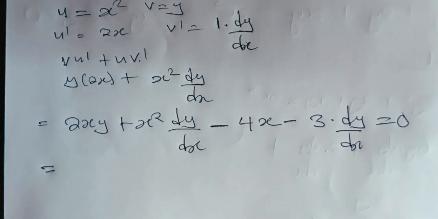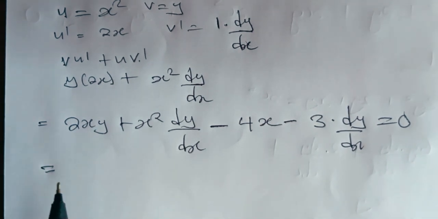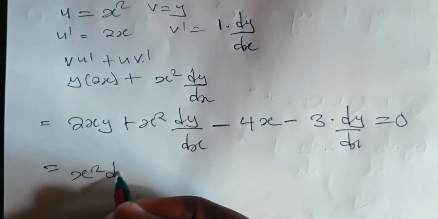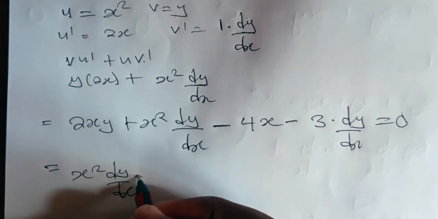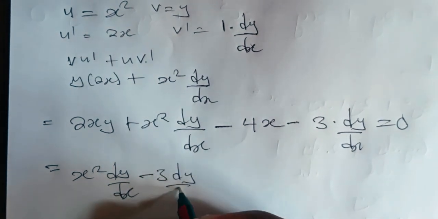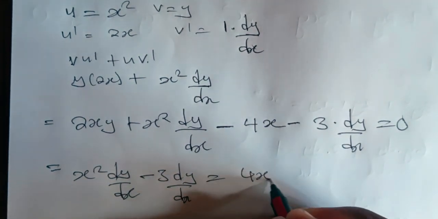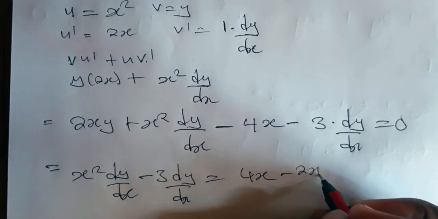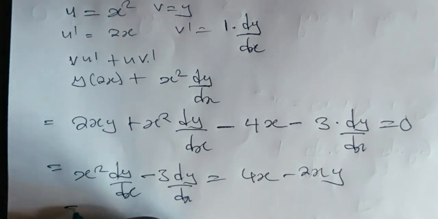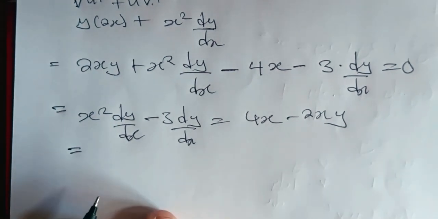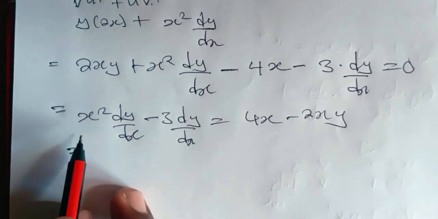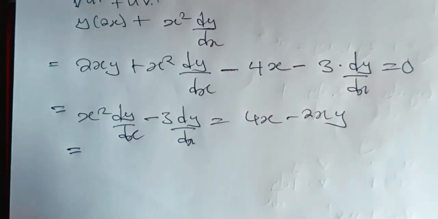Again, we do the same thing we did in the first question. You group the terms which have dy dx, and those terms which don't have dy dx go to the right hand side of the equation. So you have x squared dy dx minus 3 dy dx equals 4x, then the 2xy goes to that side and becomes minus 2xy. At this point, you factor out the common function, which is dy dx, the one we are looking for.